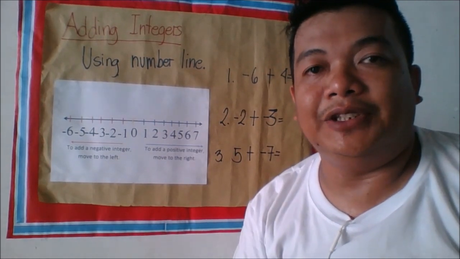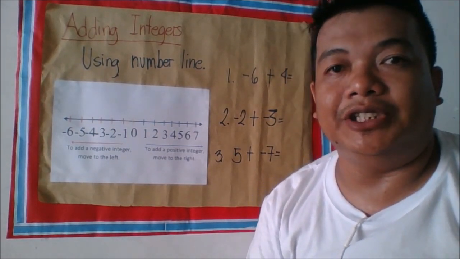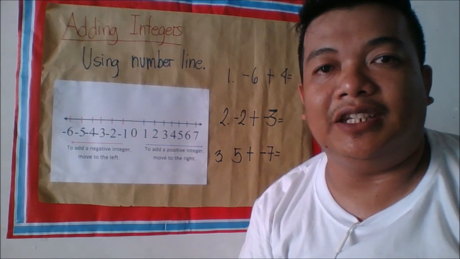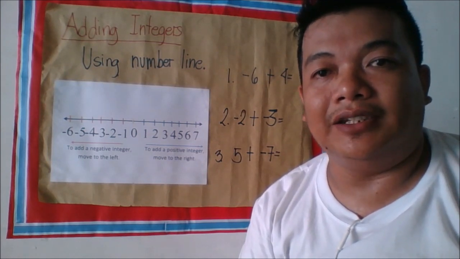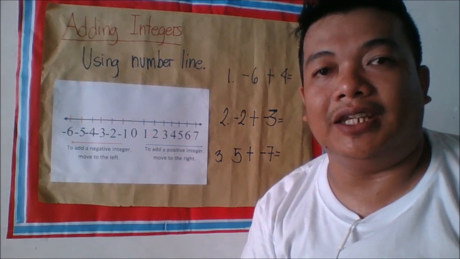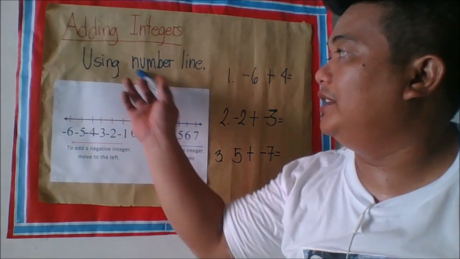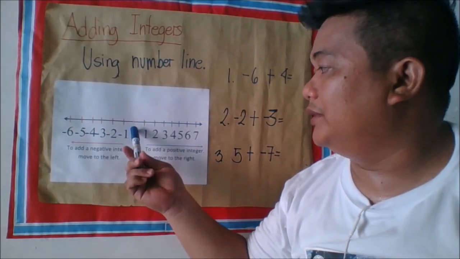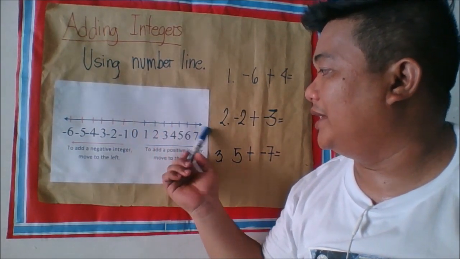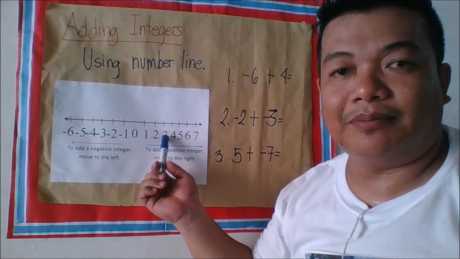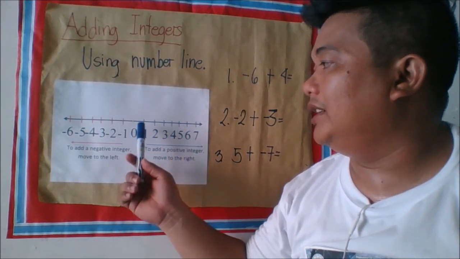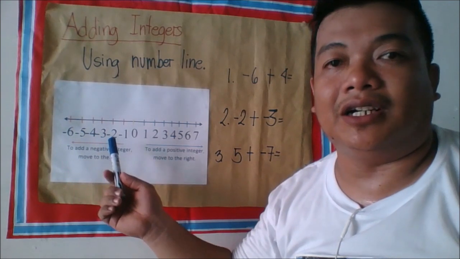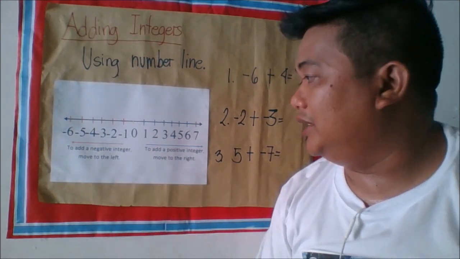Okay, adding integers. So we're going to take up adding integers. There are ways in how to add integers. First is using the number line. Zero to the right, these are the positive integers. And zero to the left, these are the negative integers.